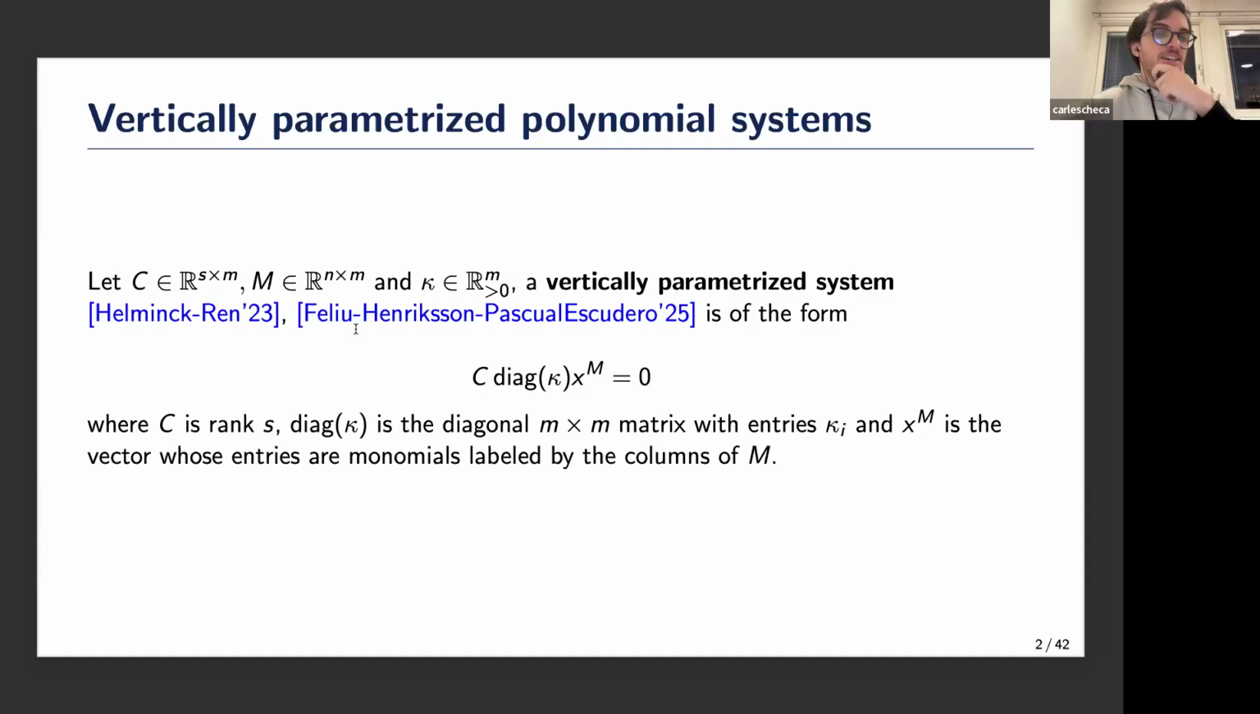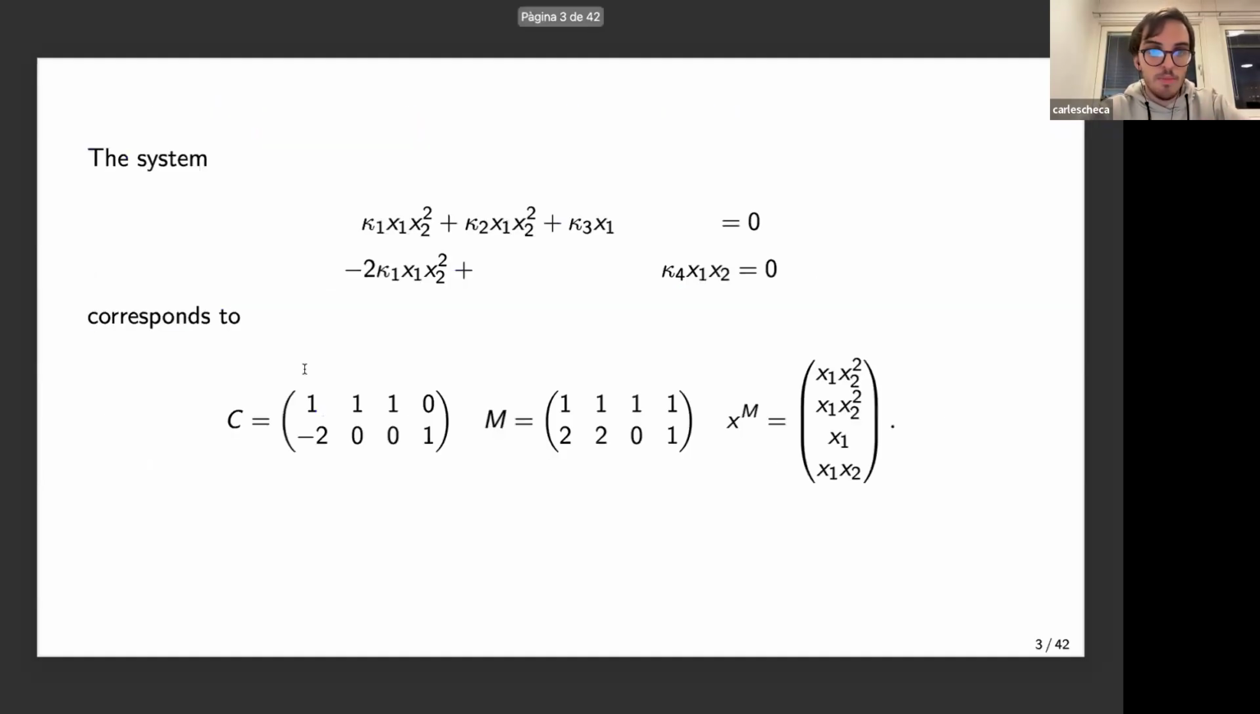There's a matrix C that we will assume is full rank, that has rank s. And there's another matrix M that parametrizes the monomials that show up in our polynomial, right? Then there are different parameters that we label with the letter kappa, and there are m of them. And as a first example to warm up, allow me to give an example of a 2x2 system with only 4 monomials, depending on these two matrices C and M. Okay, so you multiply C by the diagonal of the parameters, and x to the M corresponds to the different monomials that show up, whose exponents are the columns of the matrix M.